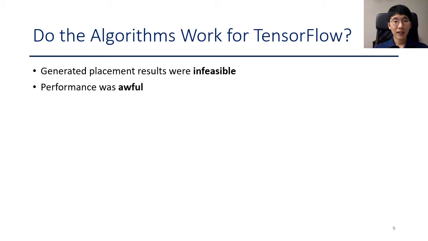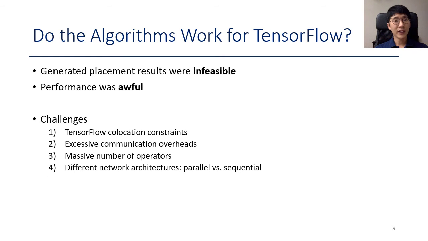We analyzed that and fixed the issue, but the performance was awful. The placement model step time was much higher than the expert placement. Also, the placement generation was not that fast. After thorough analysis, we identified 4 challenges. We need to deal with TensorFlow collocation requirement, excessive communication overhead, the massive number of ML operators, and the different network architecture assumed by the algorithms in the real environment. After addressing them all, we were able to achieve both fast placement time and good placement result as mentioned before.